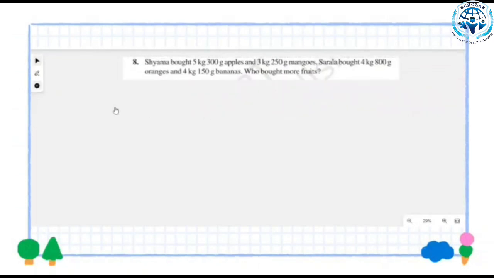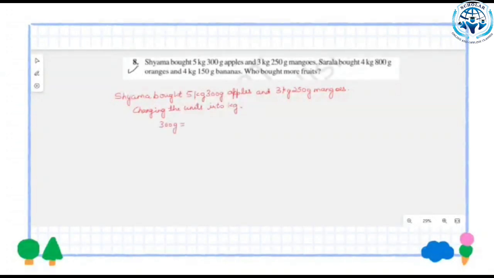Eighth question is Shama bought 5 kilogram 300 gram apples and 3 kilogram 250 grams mangoes. Sarla bought 4 kilogram 800 gram oranges and 4 kilogram 150 gram bananas. Who bought more fruits? So first of all, we will add the fruits bought by Shama by changing gram into kilogram and then adding the decimal numbers.